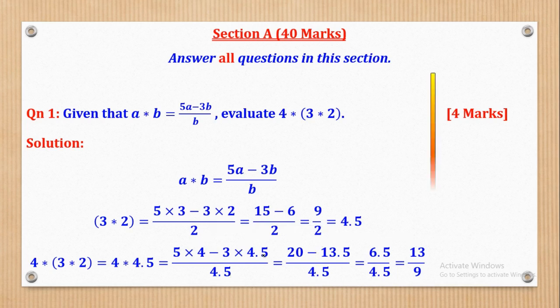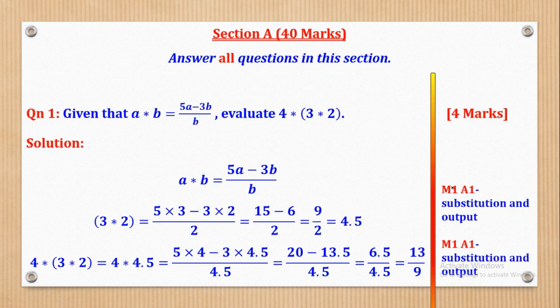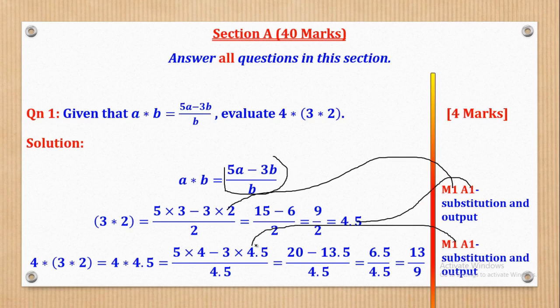So let's see how marks can be awarded for this question. M1 for substituting using this given operation, then A1 for output. Then here, M1 for substituting using the given operation and A1 for output.